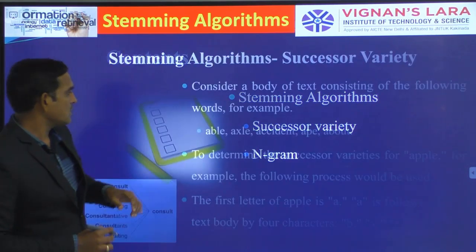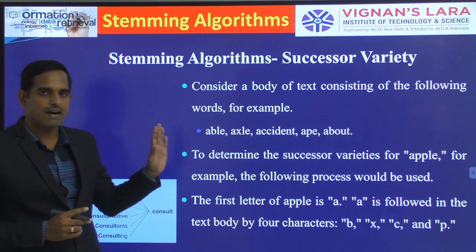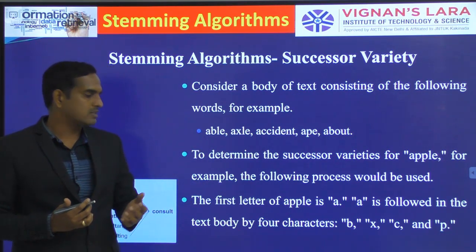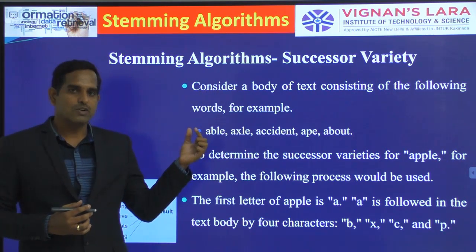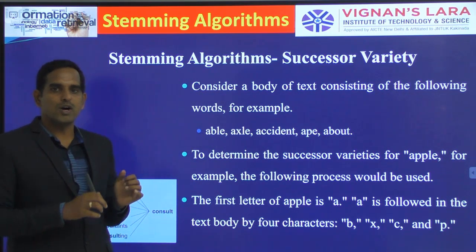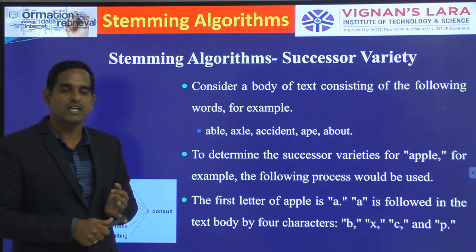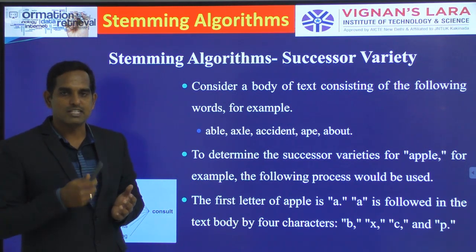In the previous session, we saw the successor variety stemmer, where we have the complete text. From the text, we try to derive the set of successors for each character. It is a 3-step process where you derive the successor varieties for each character present in a word, and from that word, you create the segments based upon various methods.